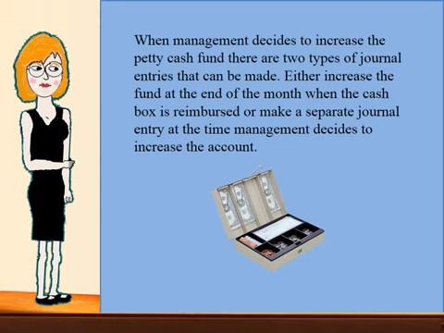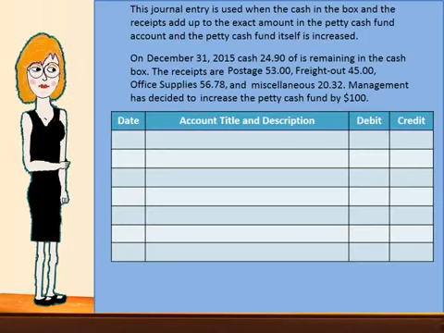When management decides to increase petty cash funds, there are two types of journal entries that can be made. Either increase the fund at the end of the month when the cash box is reimbursed, or make a separate journal entry at the time management decides to increase the account. This journal entry is used when the cash in the box and the receipts add up to the exact amount in petty cash fund account and the petty cash fund itself is increased.